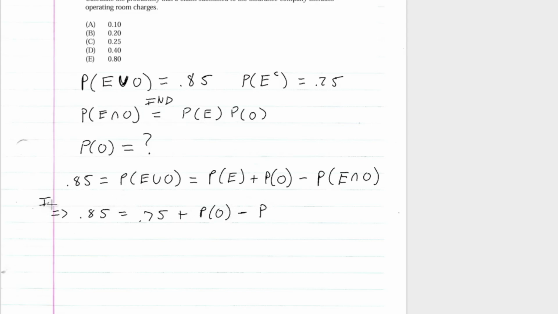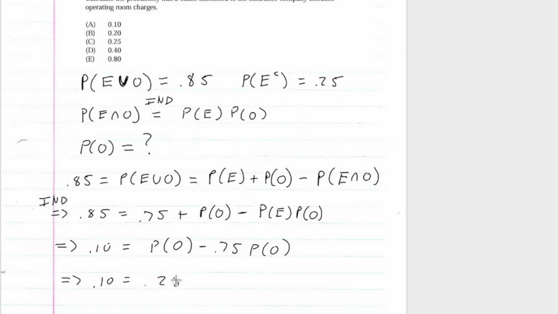So this is the same thing as the probability of E times the probability of O. And then I can subtract on both sides to get 0.10 is equal to the probability of O minus the probability of E, which is 0.75, times the probability of O. So I have 0.10 is equal to the probability of O minus 0.75 of the probability of O, which is 0.25 times the probability of O.